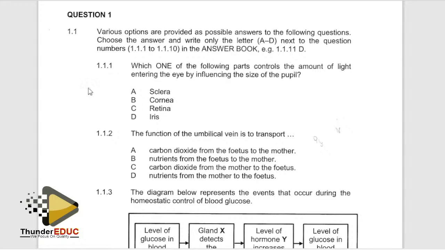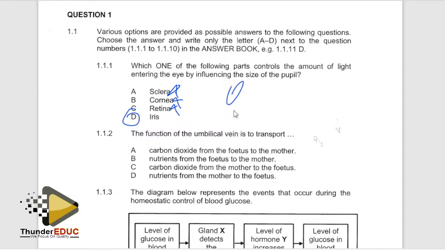All right, let's start with question 1.1. They're saying, which one of the following parts controls the amount of light entering the eye? I said this one yesterday, and I showed you how we don't mess it up. All right, here we say that it is not the sclera, not the cornea, not the retina, but it is the iris.